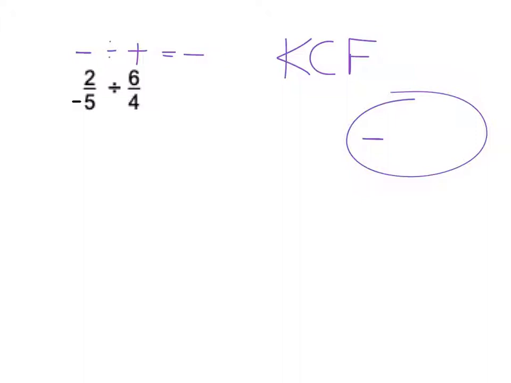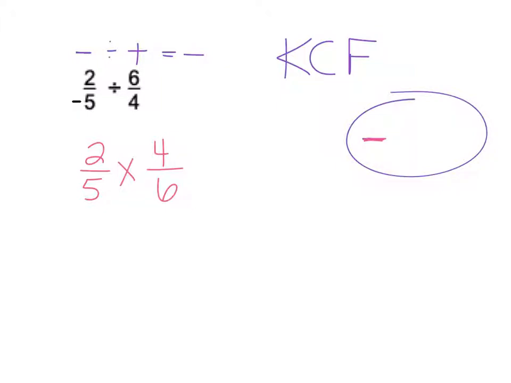And then I move into KCF, keep, 2/5. Change to multiplying and flip. Because I already know my answer is negative, I'm ignoring the sign momentarily. That's a personal preference. If you want to carry your sign through the problem, you can.